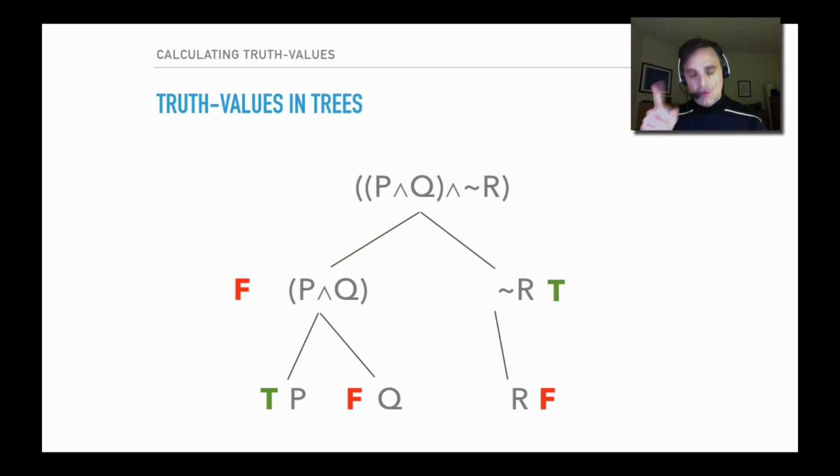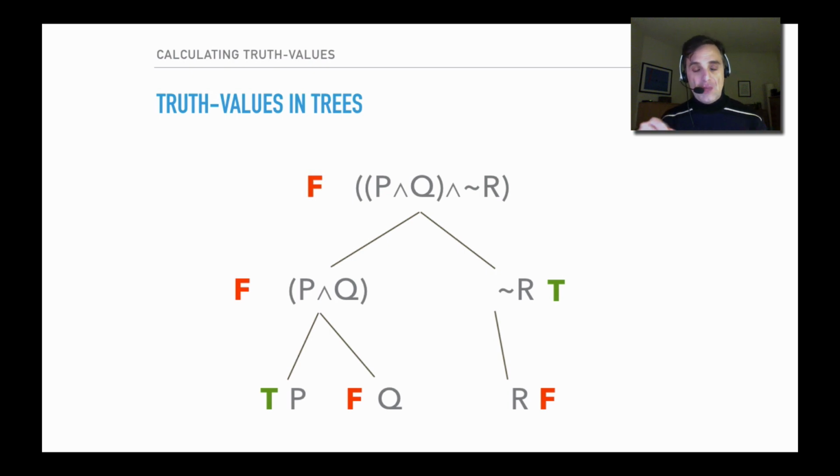So the top thing is a conjunction with one false conjunct, namely P and Q, and one true conjunct, namely not R. So we have a conjunction that's false and true. Well, if a conjunction is false and true, then it's a false conjunction, because a conjunction is true only if both sides are true. And so this whole thing is false.